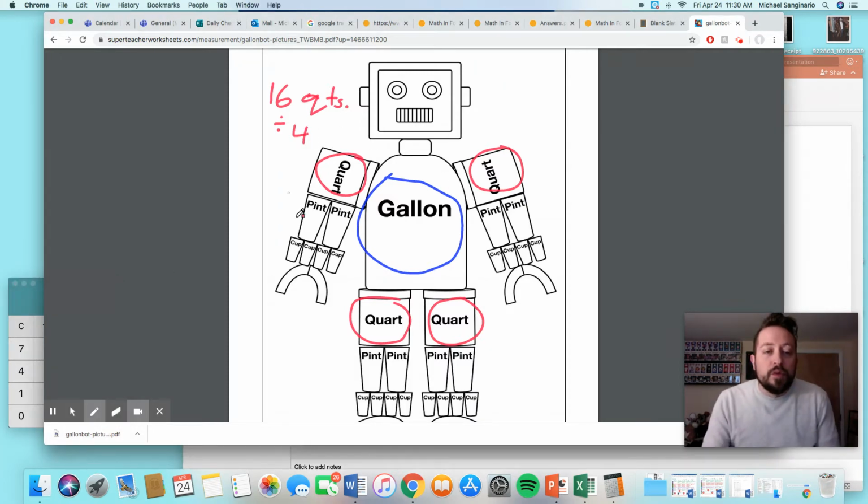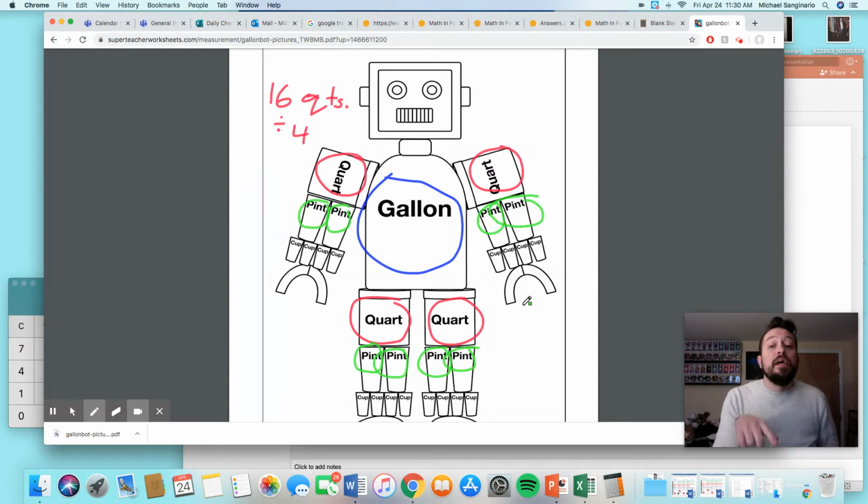Now, within that, it can go smaller and smaller. So the next measurement, we have our pints. In 1 gallon, remember we're talking about the gallon now, we have 1, 2, 3, 4, 5, 6, 7, 8 pints. Okay, so there are 8 pints to 1 gallon.